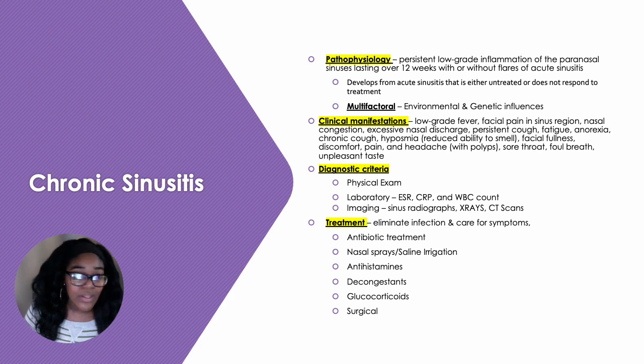Diagnostic criteria includes a physical exam from your healthcare provider and the same laboratory imaging as listed. You have your ESR, CRP, and white blood cell count. Imaging would include your sinus radiographs, x-rays, and CT scans. And as far as treatment, again, you want to eliminate that infection and you want to have symptomatic treatment. So you want to care for those symptoms. Antibiotics would be prescribed. You have nasal sprays and saline irrigation, antihistamines, decongestants, glucocorticosteroids, and surgical treatment.